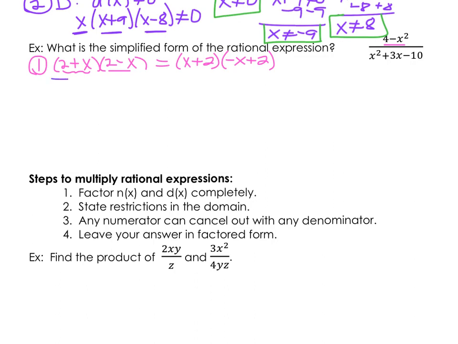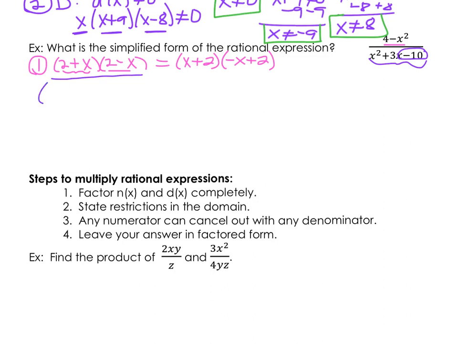Now in the denominator, we've got x squared plus 3x minus 10. Let's look at that negative 10. What are numbers that multiply to get 10 that we could manipulate in some way to get positive 3? Well, I know 5 and 2 would get us 10. Which number would have to be positive in order for us to add them and get 3? I think the 5 would have to be positive.